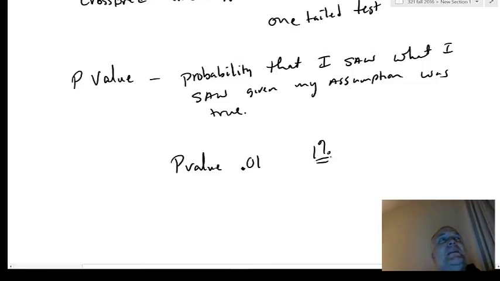There's a 1% chance that I went out and took a sample of crossbred litters and a sample of Hampshire, or registered, let's say, Hampshire litters, and there's a 1% chance that I got sample sizes that were that far apart. Okay? If it's that tiny of a probability, I'm going to say, that didn't happen. Okay? I don't think so.